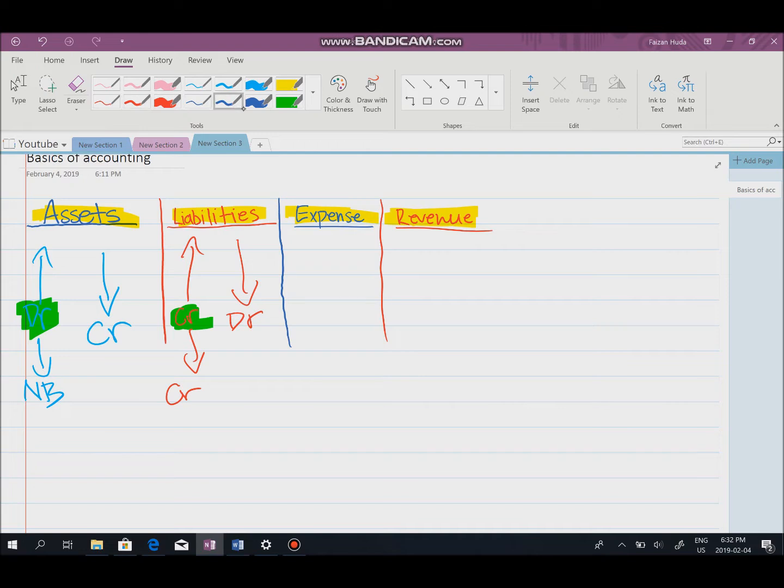For our expenses to increase, we debit them. For our expenses to decrease, we credit them. And so therefore, our normal balance for expenses would be a debit.